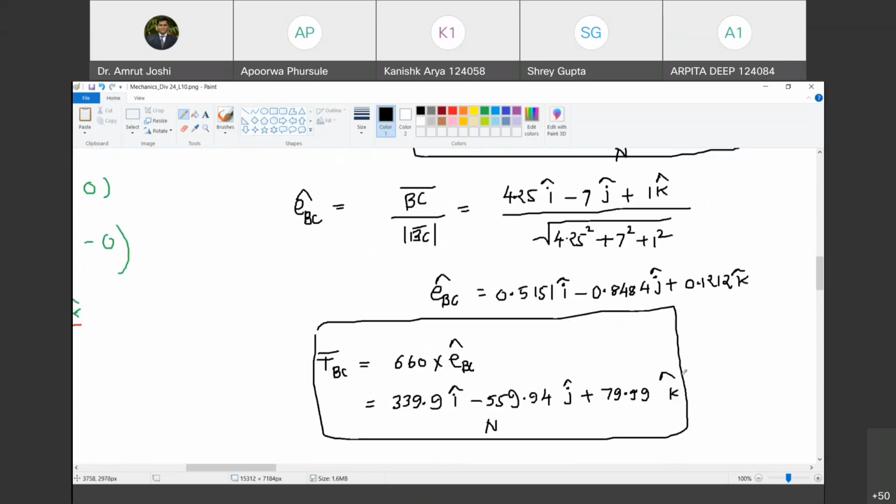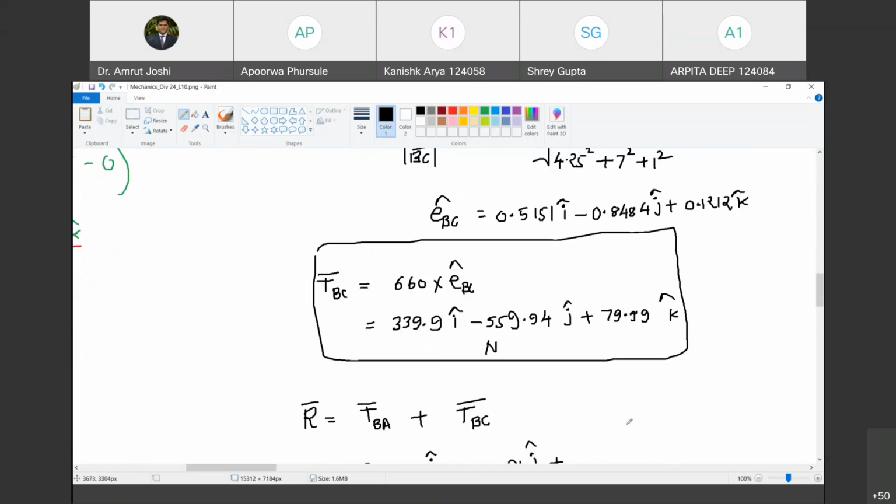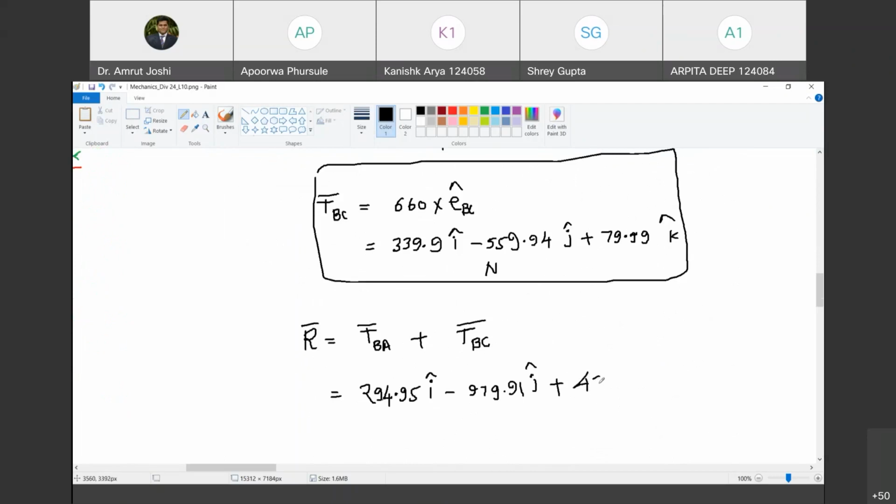Plus we have to add 359.97 plus 79.99. Is that 439.96? 439.96, is that right? Yes, sir. So this is R bar, and this is the resultant of TBA bar plus TBC bar.